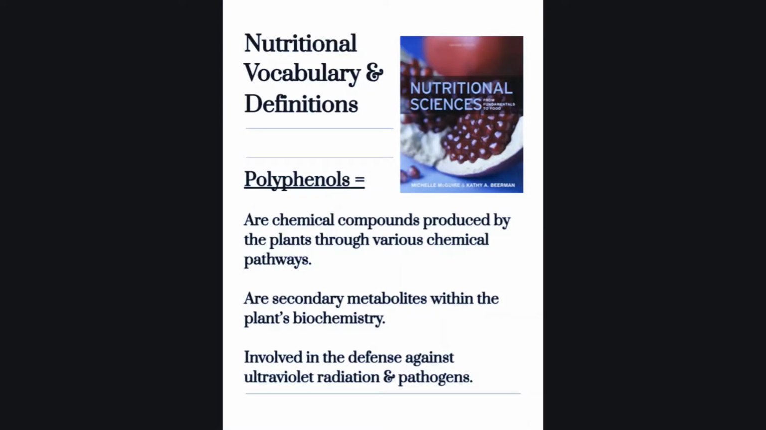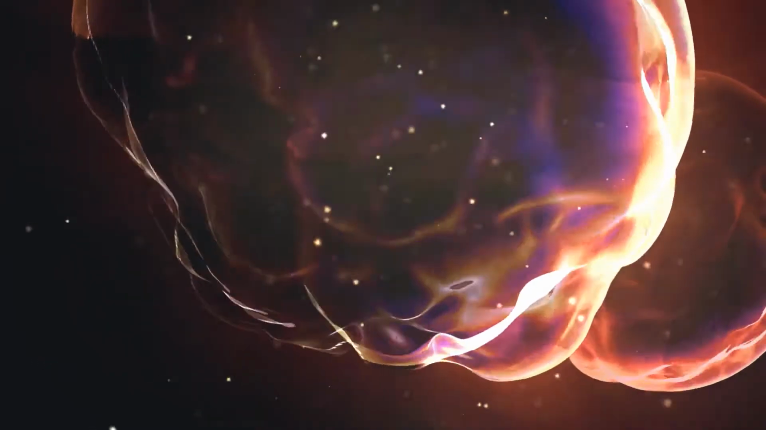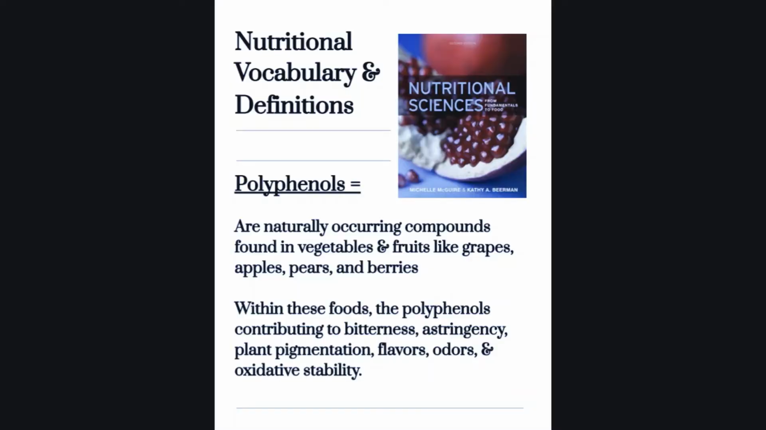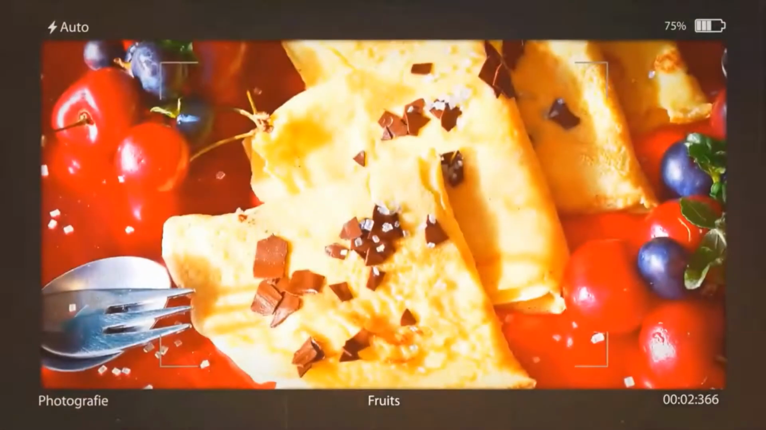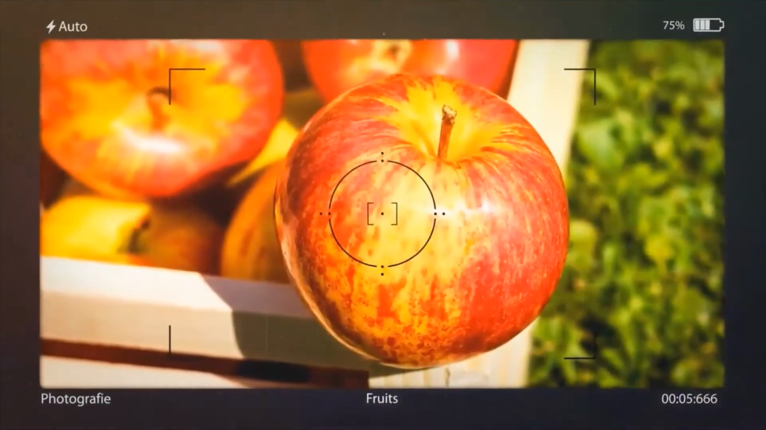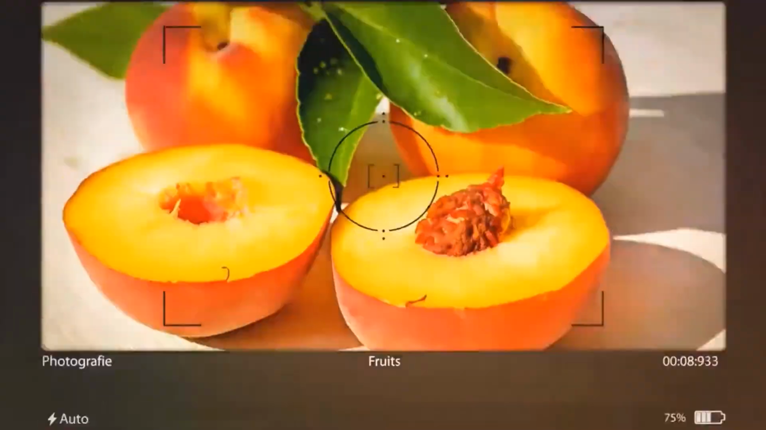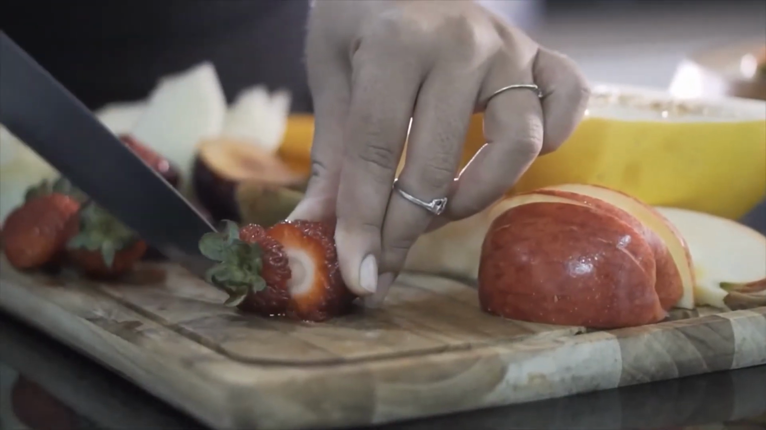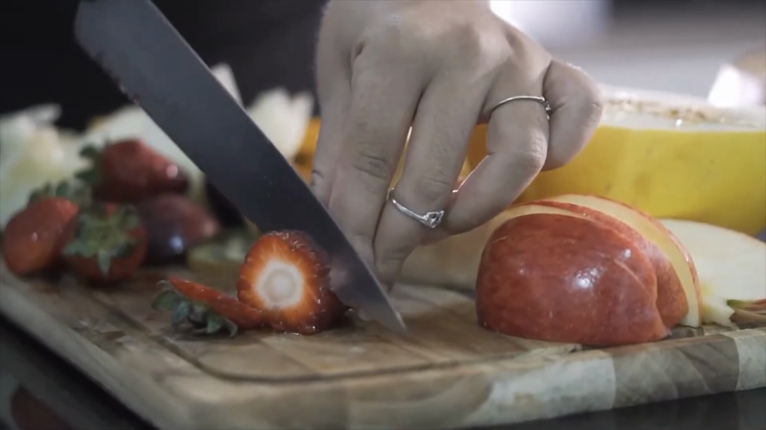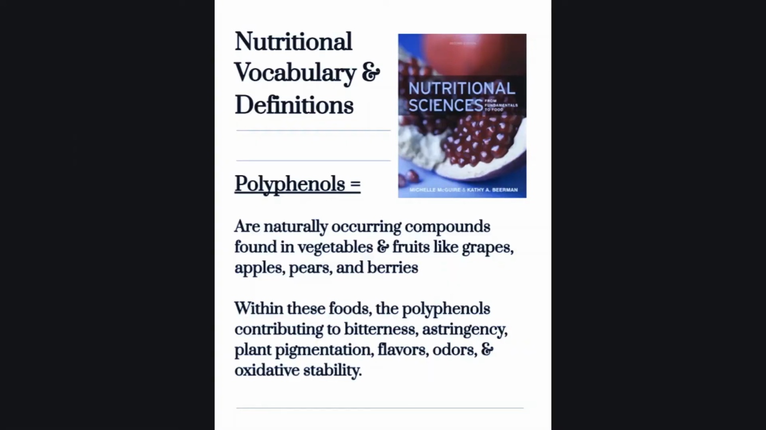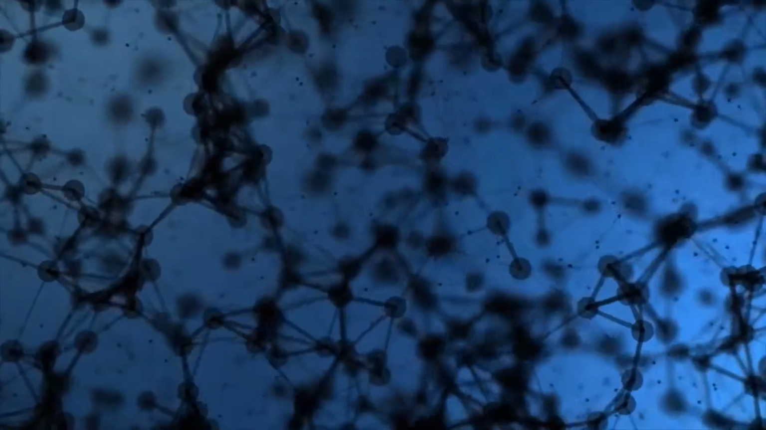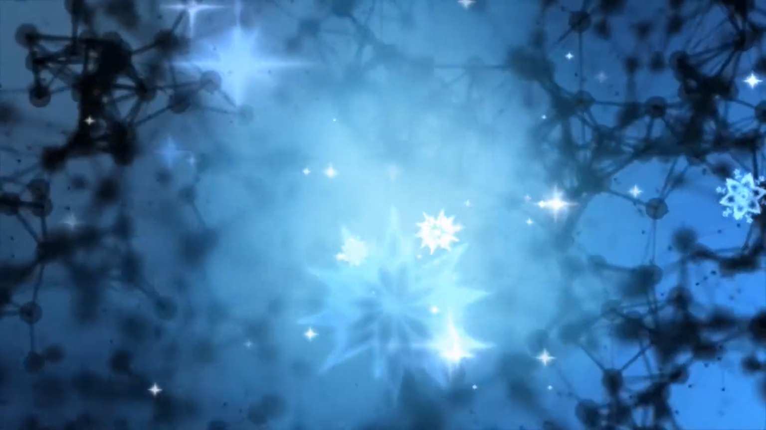Importantly here, the antioxidant potential within the dietary plant polyphenols has emerged with great interest. Polyphenols are naturally occurring compounds found largely in vegetables and fruits like grapes, apples, pears, and berries. Within these foods, the polyphenols contribute to the bitterness, astringency, plant pigmentation, flavor, odors, and oxidative stability. There are more than 25,000 phytonutrients that are found in our plant foods.